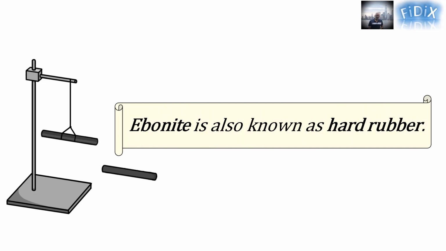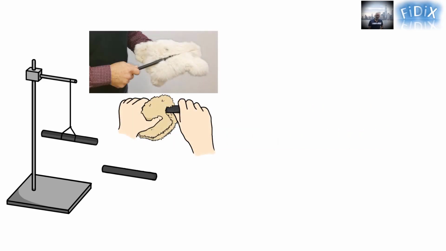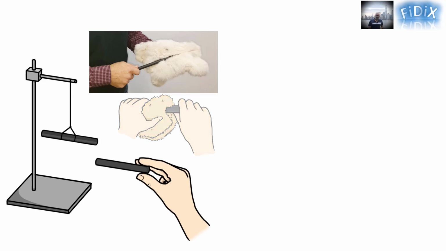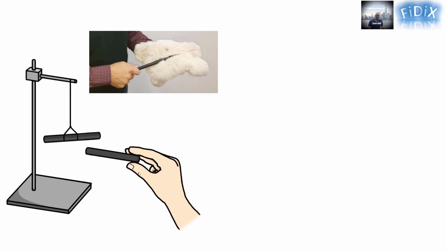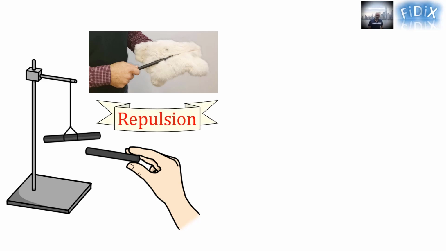Note that ebonite is also known as hard rubber. We then rub one end of each of the two ebonite rods with a cloth of wool or fur. After that, we approach the rubbed ends of the two rods to each other, and we notice that the two rubbed ends repel each other.